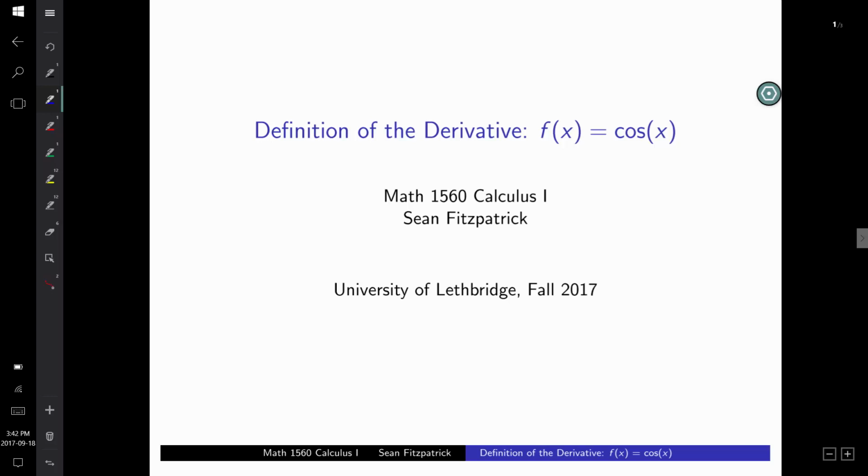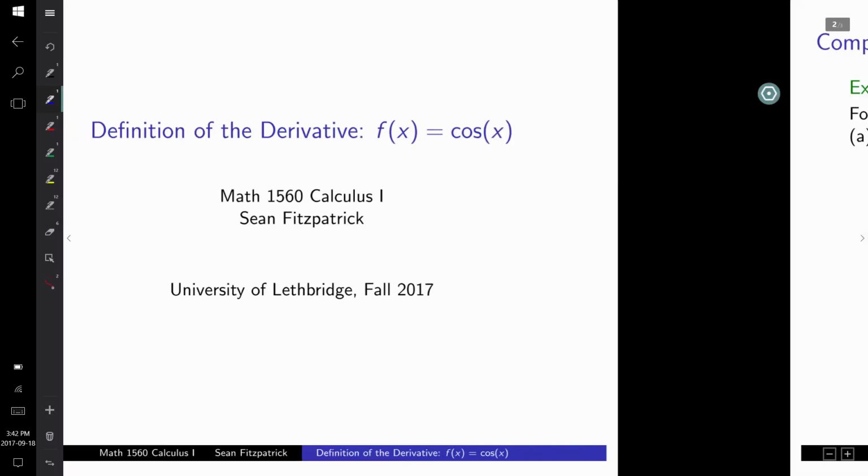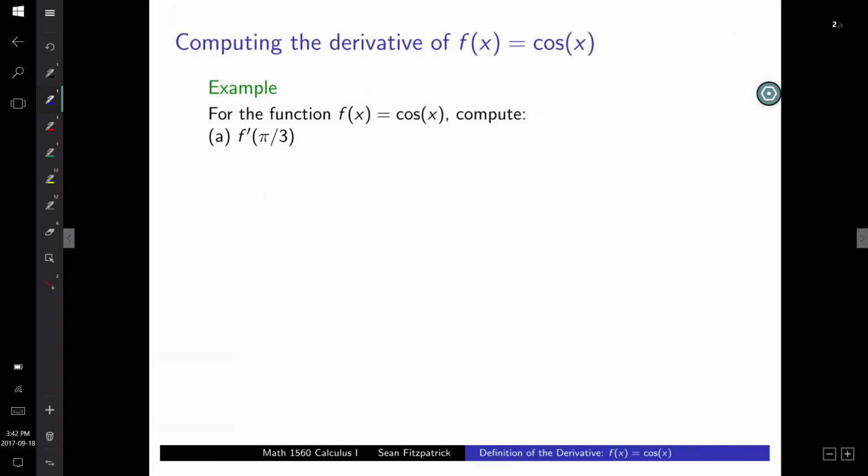So the other one I will do in class is the derivative of the sine function. I thought I would do cosine for you guys here. So again, we'll do the derivative at a point, and then we'll do the general result. As you probably guessed, the general result is actually a little bit cleaner than doing the derivative at a point. So let's say I want to calculate the derivative at pi over 3. So what do I do?